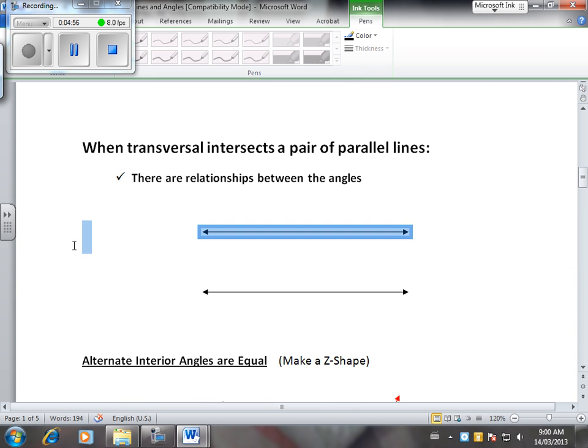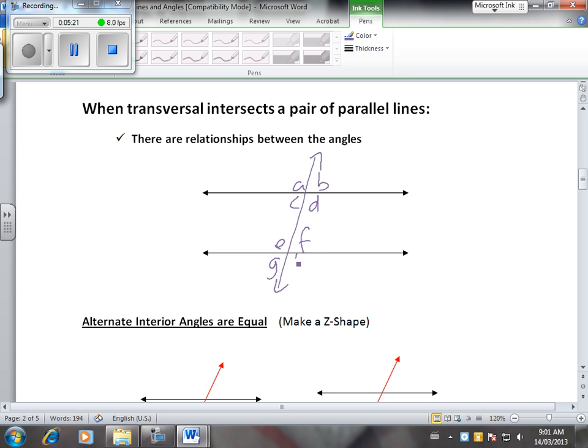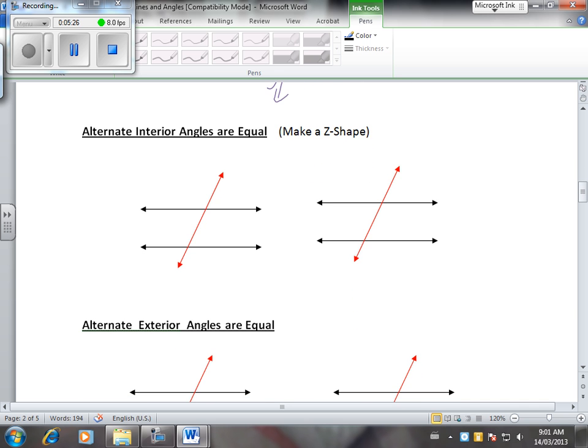So now we're going to get into some of the really good stuff in geometry, or in trigonometry. When a transversal intersects a pair of parallel lines, like this, here's my transversal, I've intersected both lines, there are relationships between these angles. So let's label the angles and go through the relationships. So, first relationship, alternate interior angles are equal.